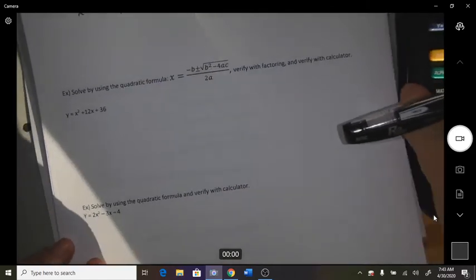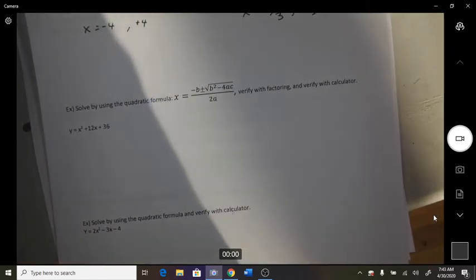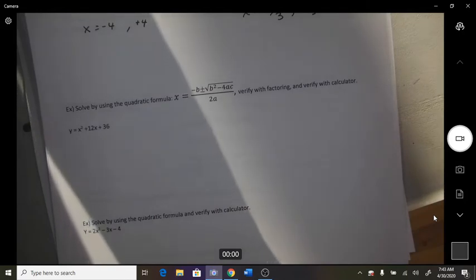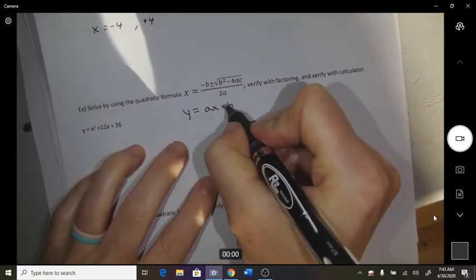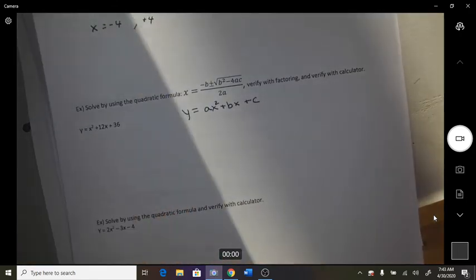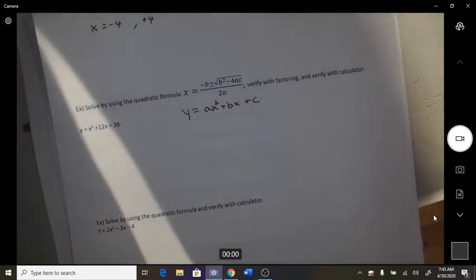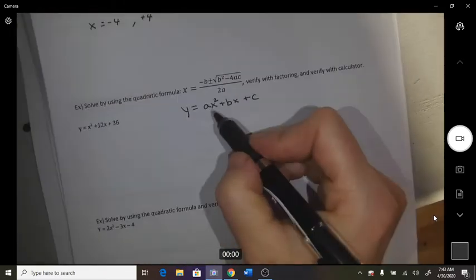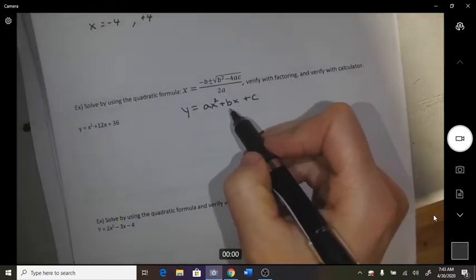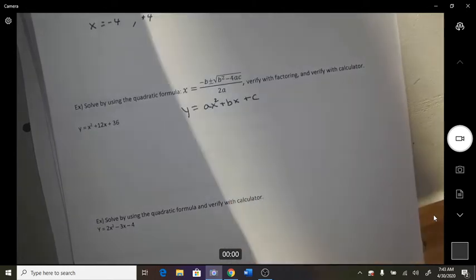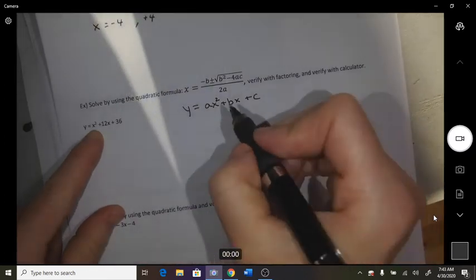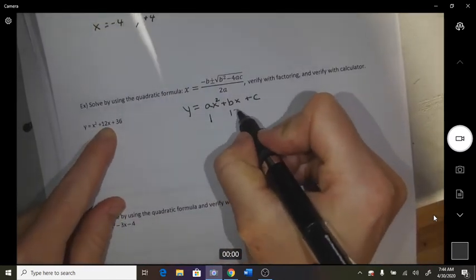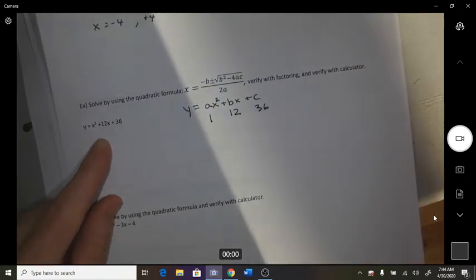Okay, next method is the quadratic formula. So x equals negative b plus or minus the square root of b squared minus 4ac, all over 2a. When you're using this formula, this is what you're using for your a, your b, and your c. a is the coefficient of the x squared, b is the coefficient of the x, and c is the constant. So here our a is how many x squareds? 1. b is 12, and c would be 36.